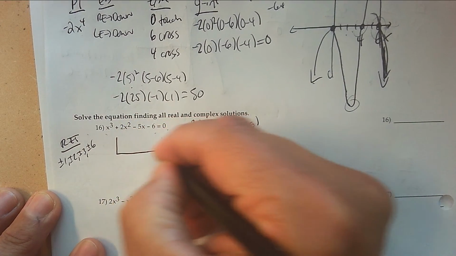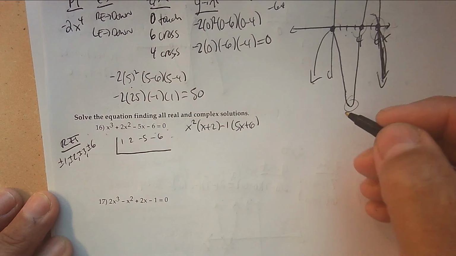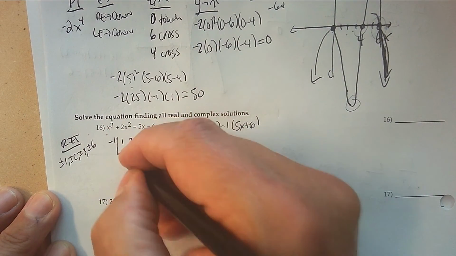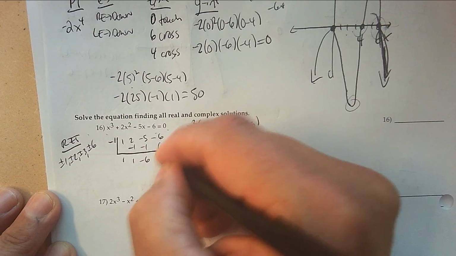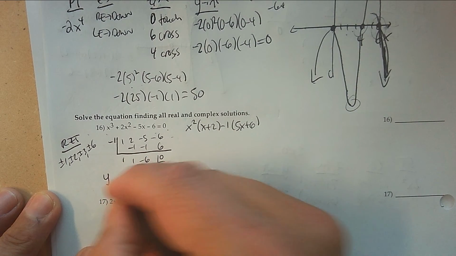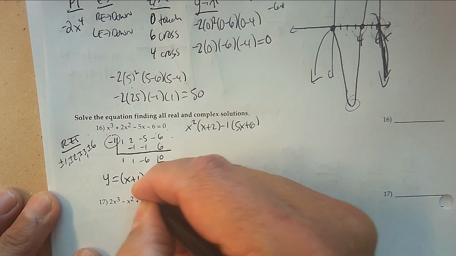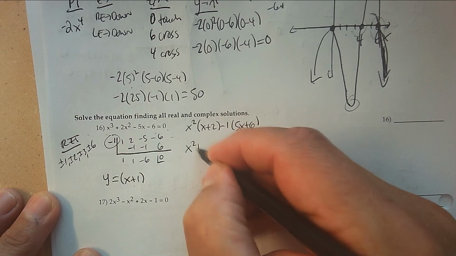Synthetic division: 1, 2, negative 5, negative 6 does not add up to 0, so I'm going to skip 1. Negative 1, 2, negative 2, those are the ones I'm going to try. Negative 1 works. That means x plus 1 is a factor. What's left is x squared plus 1x minus 6.